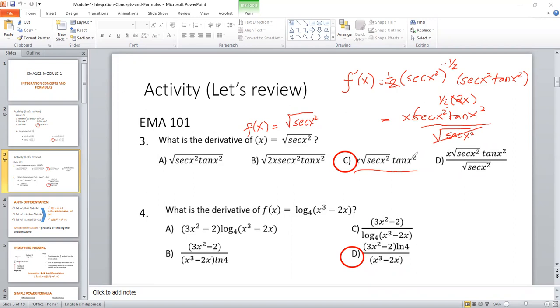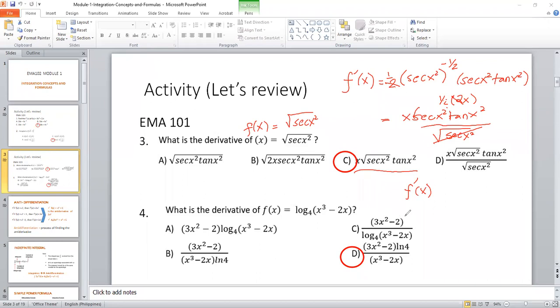Now, what about the 4th? Now, it's very important that you review the formulas that you have learned in differential calculus. That way, you can apply it later on as well when you do integration. Okay? The log of x cubed minus 2x to the base 4. So how do you get the function of x? Function of x prime, that is, because we want the derivative. So you have learned that derivative is prime, right? Second derivative is double prime. So that's the shortcut way of writing.